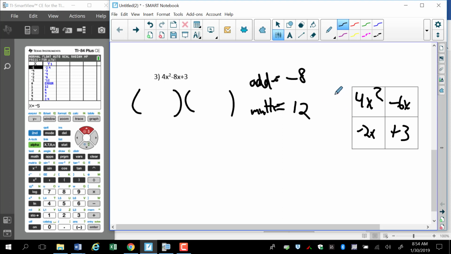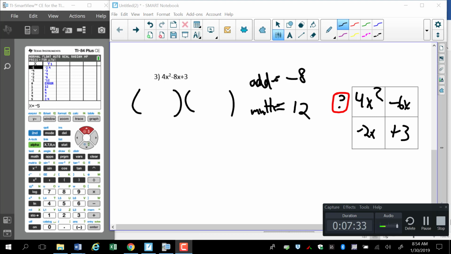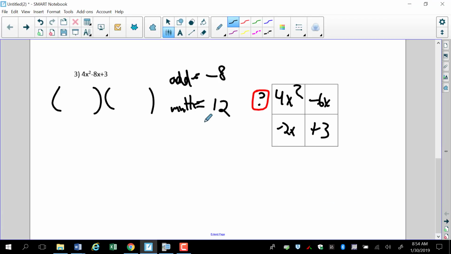So let's do this. What should you put right here? Okay, so let's put a big question mark right there. What should be in that box? See if you can do that. So pause the video, see if you can figure out what should go there. Hopefully, you took some time, thought about it, and remembered what I said.